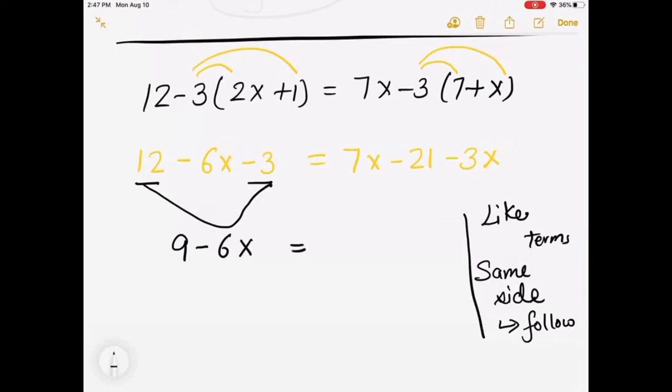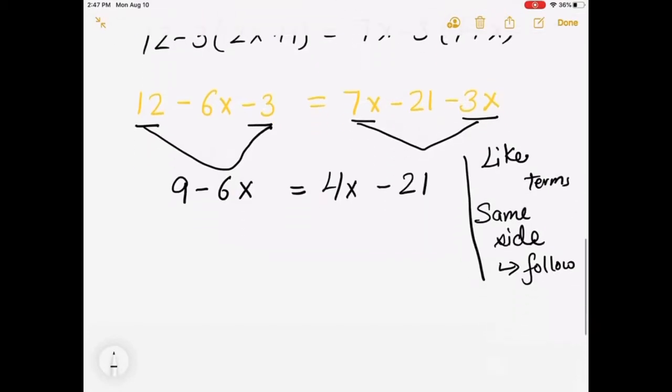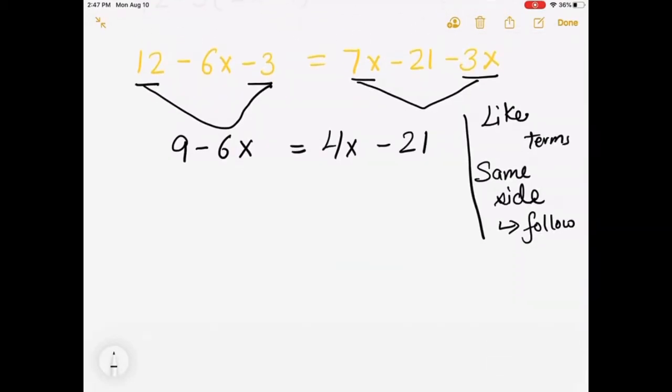All right. Do we see any like terms on the other side? Yep, I see 7x and negative 3x on the same side. Again, I would just follow the signs. 7x minus 3x is 4x, and 21. Now, since I see like terms on the opposite side, this is where you need to do inverse operation. So let's combine like terms. Try to keep variables on the left side, so I would take away 4x both sides.